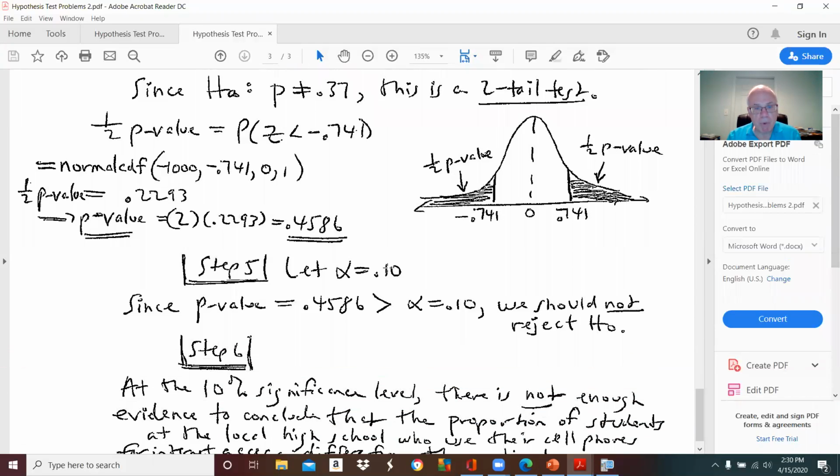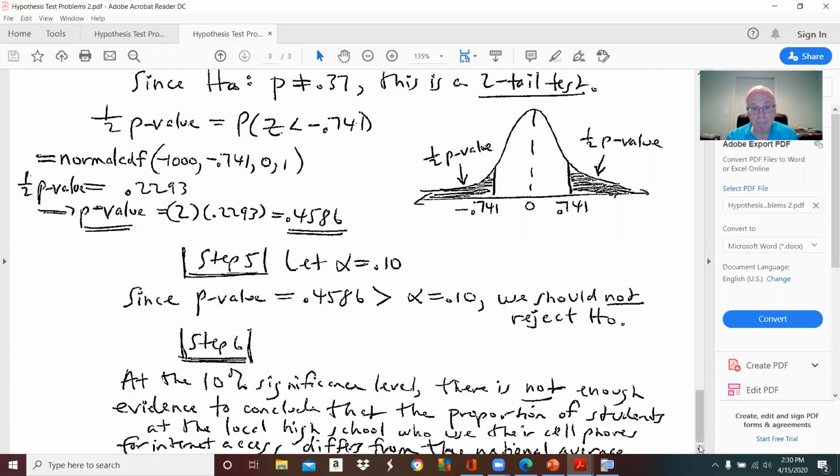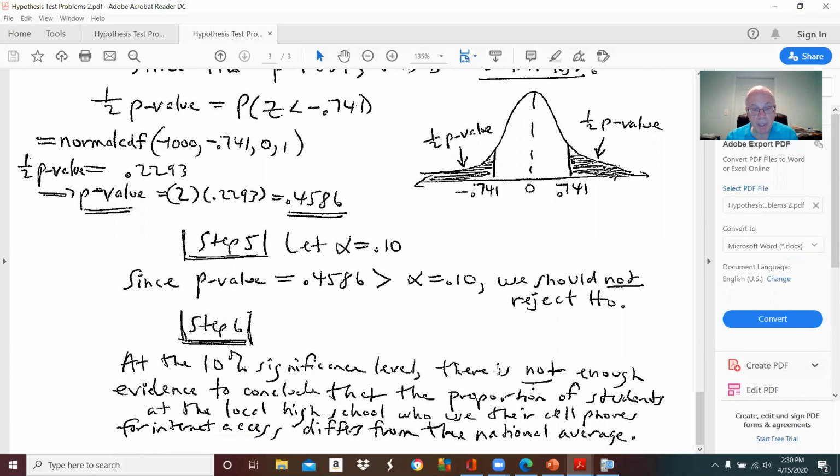Let's assume that alpha is 0.10. This p-value is much larger than alpha, and our conclusion, do not reject the null hypothesis. And this is how we would write it up. At the 10% level, there's not enough evidence to conclude that the proportion of students at the local high school differs from the national average.